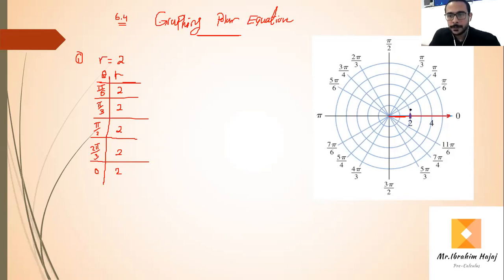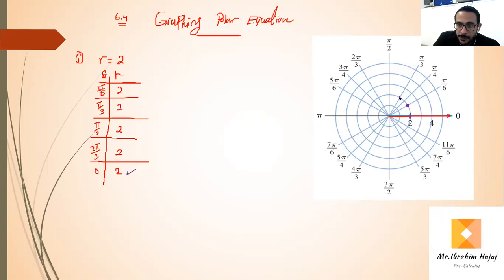Next point: we move counterclockwise, not on the y-axis. Here is the angle pi over 2. When the angle is 0, it's 2 here. And then when it's pi over 6, it's 2. Here is the angle pi over 6, and when it's pi over 3, it's also 2.